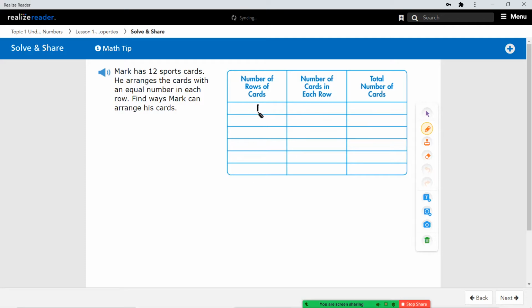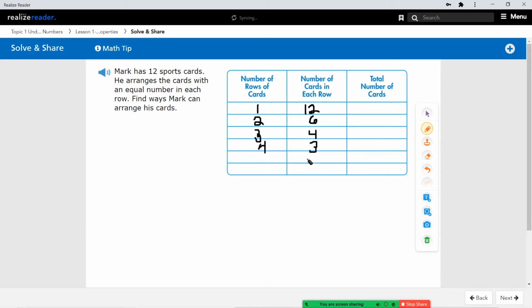So I can make one group with 12 in it, right? That's easy. One row, one long line across with 12 in it. I could make two groups with 6 in each group, right? Another way I can make 12 is 3 times 4, so 3 groups of 4. So I can make 3 rows with 4 in each row. And I can flip that. Instead, I could do 4 rows with 3 in each row.